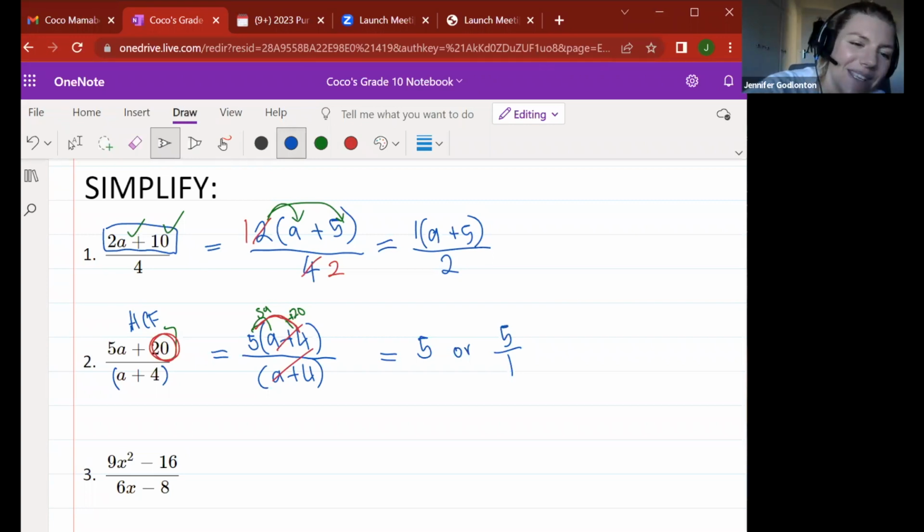Braden, the 4 comes from doing your highest common factor. So when we take 5 out as our highest common factor, in our first term, we would say 5a divided by 5 would give us a. And then in our second term, we would say 20 divided by 5, and that would give us 4.